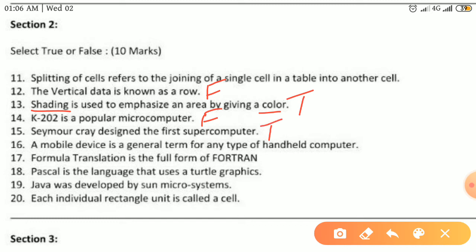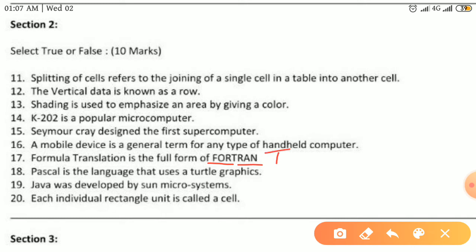For the 16th one, a mobile device is a general term for any type of handheld computer. Yes, a mobile is also a handheld computer type. So this is also your true one. 17th one, formula translation is a full form of Fortran. Yes, FOR stands for formula and TRAN stands for translation. So this is your true answer.